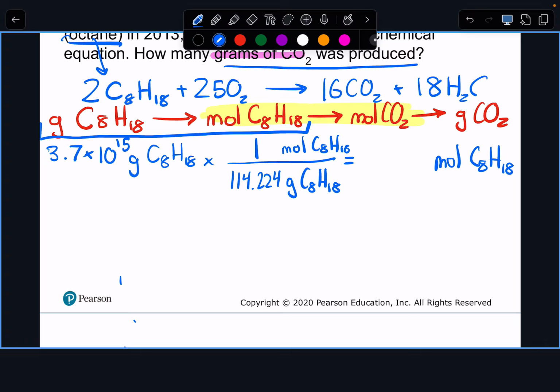And this brings up an interesting point too. You don't want to round too much if you're separating them out, because this isn't the end answer, right? This is moles of octane. We're looking for grams of CO2. This is just part 1. So usually what I do is just add an additional significant figure. So I'm going to call this 3.24 times 10 to the 13th rather than just 3.2.